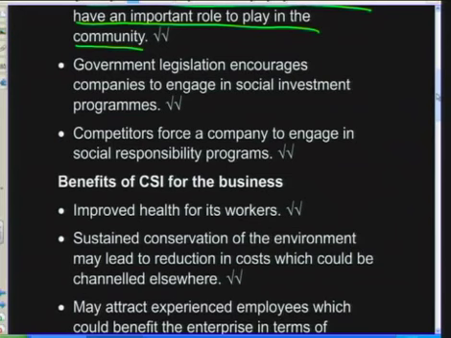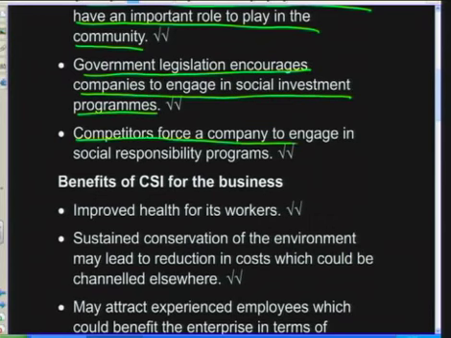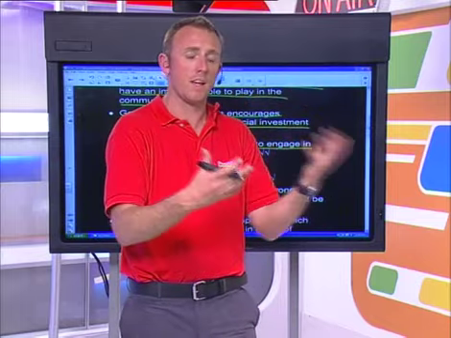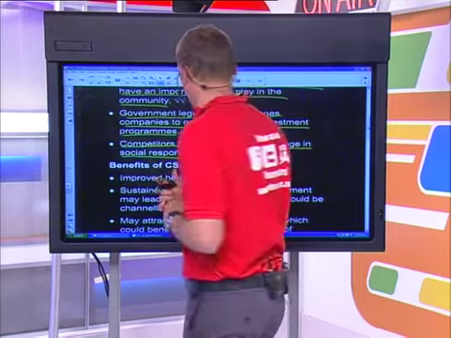Government legislation encourages companies to engage in social investment programs. Competitors force a company to engage in social responsibility programs. If my competition is doing all this amazing corporate social investment, I'm going to look like a fool because I'm not doing anything for the local community. So I'm actually going to go out there and make sure that I don't get left behind.